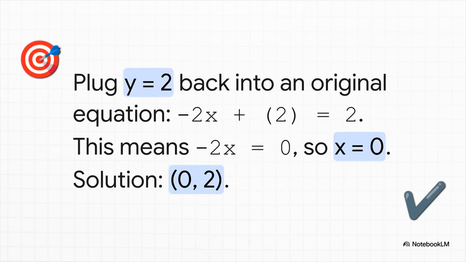Okay, we've got our y value, we take it and plug it back into one of the original equations. It honestly doesn't matter which one you pick. So here, we see that negative 2x plus 2 equals 2. Well, that means x has to be 0, right? And there's our final answer. The solution is the point (0, 2).